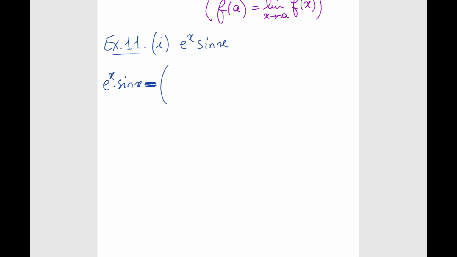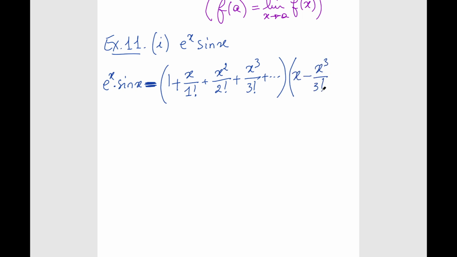So what's the power series expansion of e^x? The Maclaurin series for e^x is 1 plus x over 1 factorial plus x squared over 2 factorial plus x cubed over 3 factorial plus etc. And what's the Maclaurin series for sine? We found it to be x minus x cubed over 3 factorial plus x^5 over 5 factorial, minus etc. So we found it to be something like this.